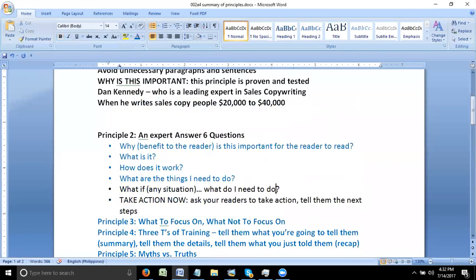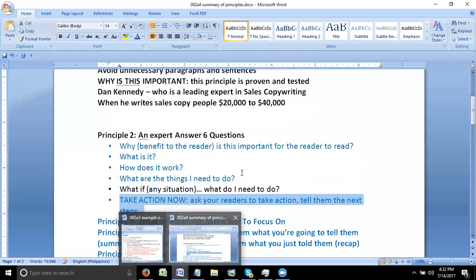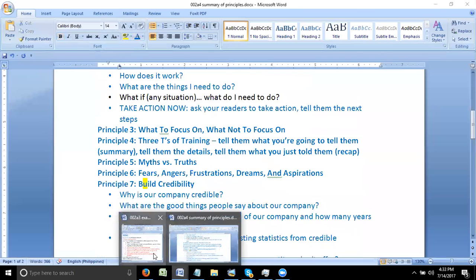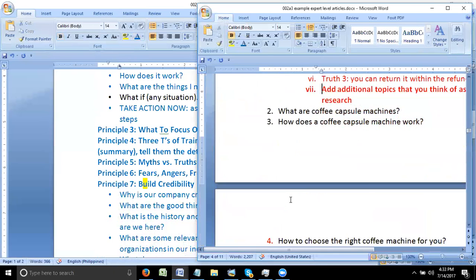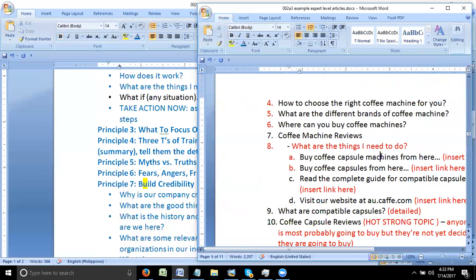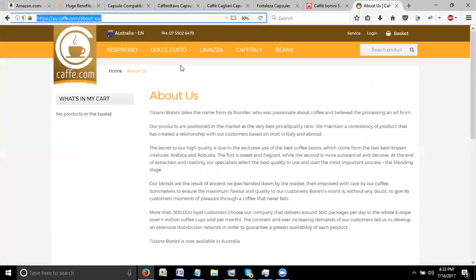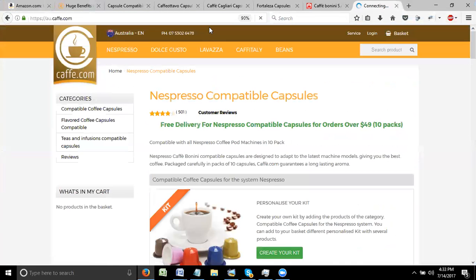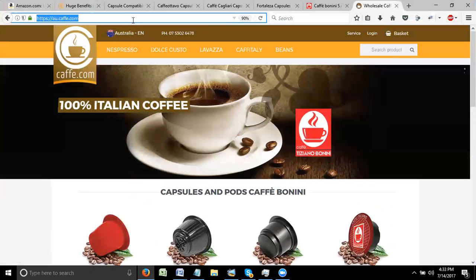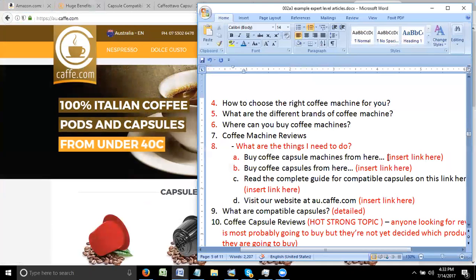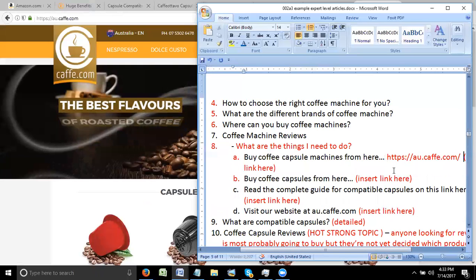What if any action? What do I need to do? Take action now. We actually already made a section for this. What are the things that they can do if they want to take the next step? We did that for here, buy coffee capsule machines from here. So we just need to insert the link. All we need to do is go to the website and click on one of the product pages here, Nespresso, Dolce Gusto, Lavazza, or maybe even the home page. We can use this link here. Something like that. Insert the link here. Something like that. Okay.